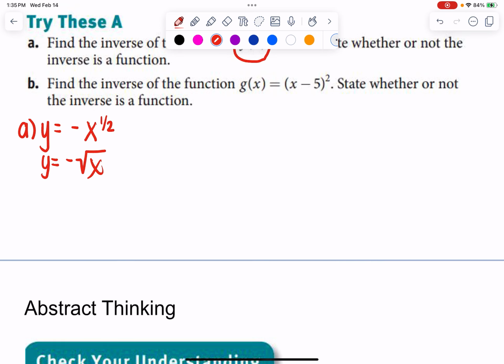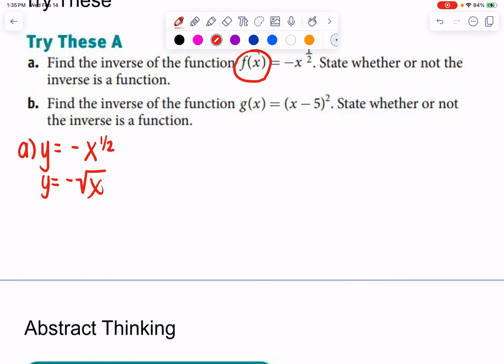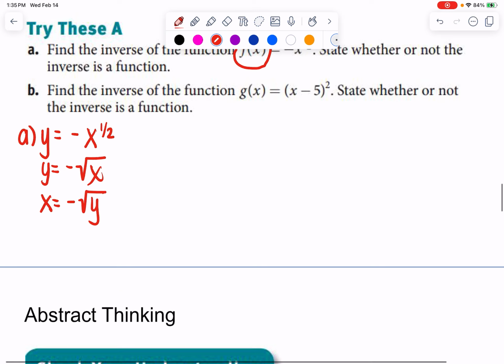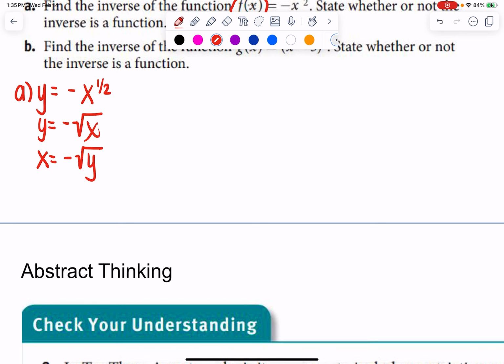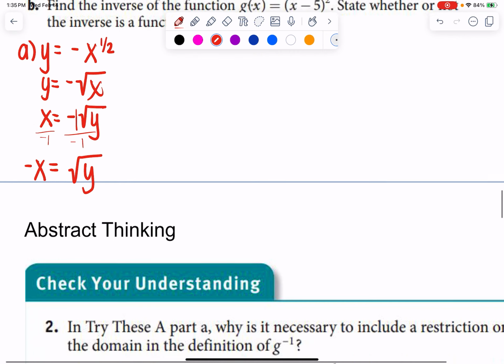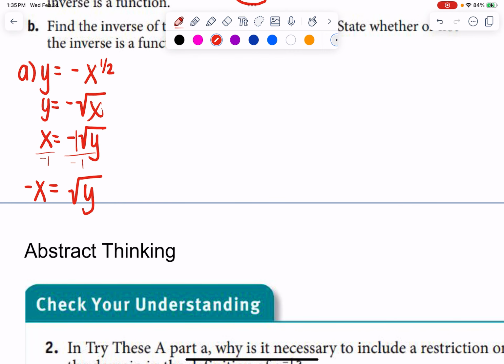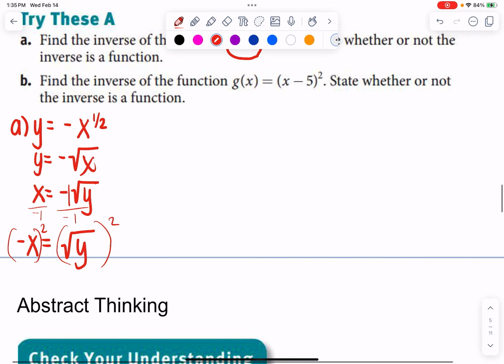Then I'm going to switch x and y, so it becomes x equals negative square root of y, and then solve for y. My first step is, I have that negative 1 out front, so I'm going to divide both sides by negative 1. So you get negative x equals square root of y. To undo the square root, I would square both sides, and so you would get y equals, when you square a negative x, you're going to get positive x squared.